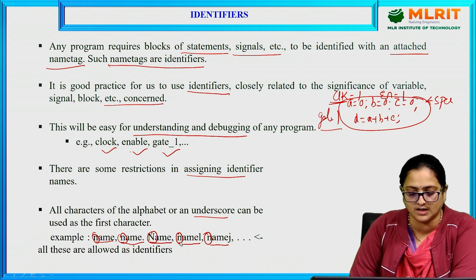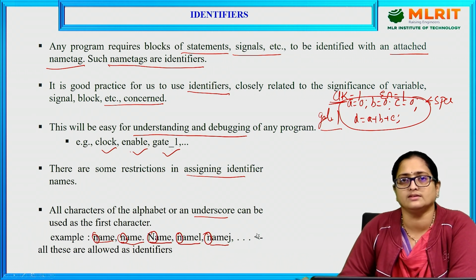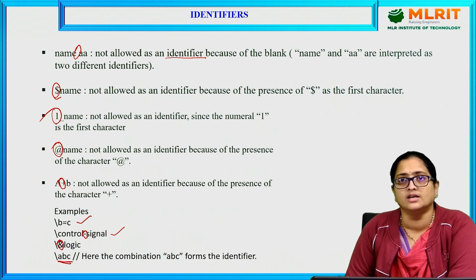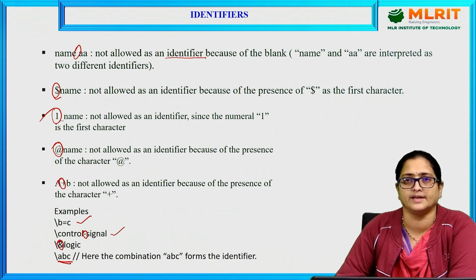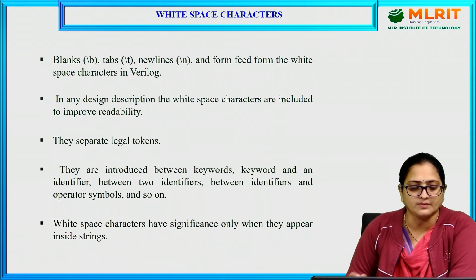So, the only allowed identifiers are like this. It should start with an alphabetic character, not with other symbols, and you should not give any space or any other symbols in between the name. This is about identifiers.